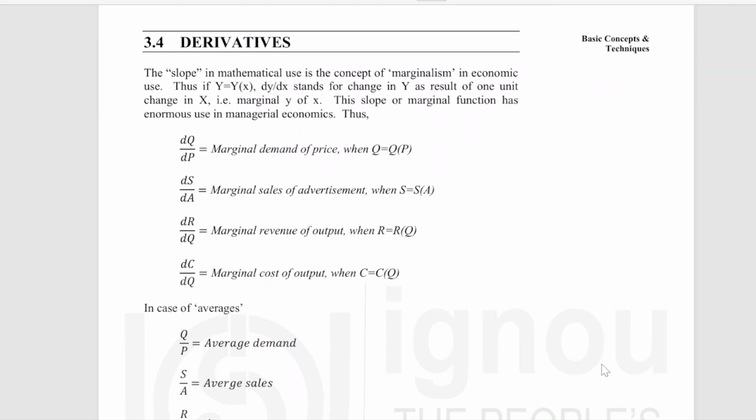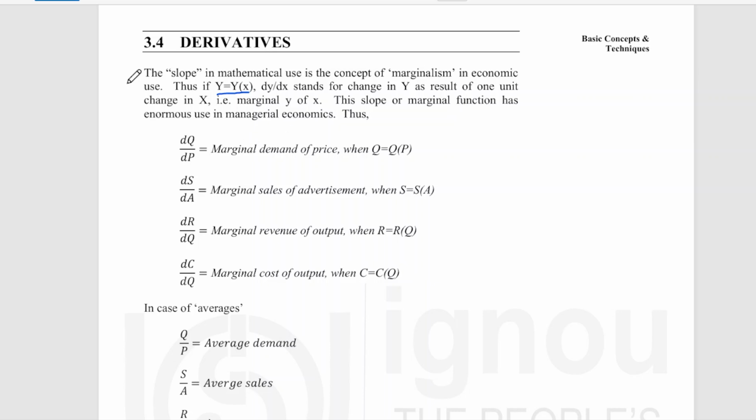In today's session, we will start with Unit 3, subsection 4 of MMPC 010, that is derivatives. The slope in mathematical use is the concept of marginalism in economic use. If y is equal to f(x), then dy divided by dx stands for the change in y as a result of a one unit change in x, the marginal y of x. So the slope or marginal function has enormous use in managerial economics.